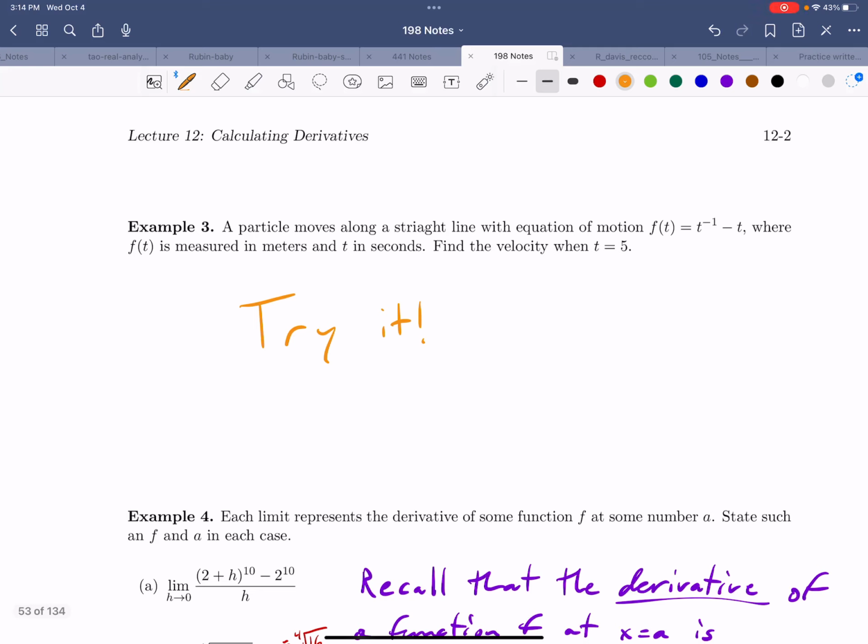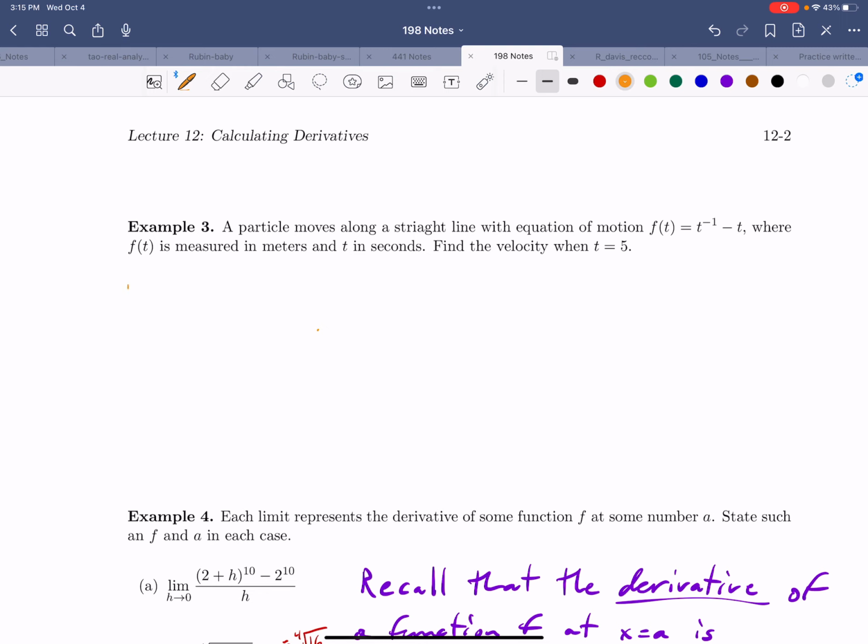Hey everyone, let's do example 3. A particle moves along a straight line with equation of motion f of t equals t to the negative 1 minus t, where f of t is measured in meters, t in seconds. Find the velocity when t equals 5.